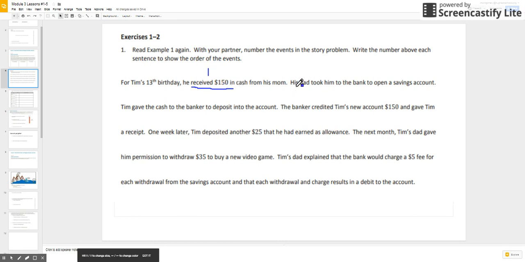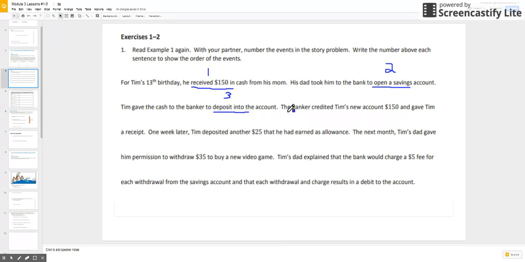His dad took him to the bank to open a savings account. Well, here's the next part. He opens a savings account. This is event number 2. Moving on, Tim gives the cash to the banker and deposits it into his account. Here's event number 3. He deposits the money into his account.